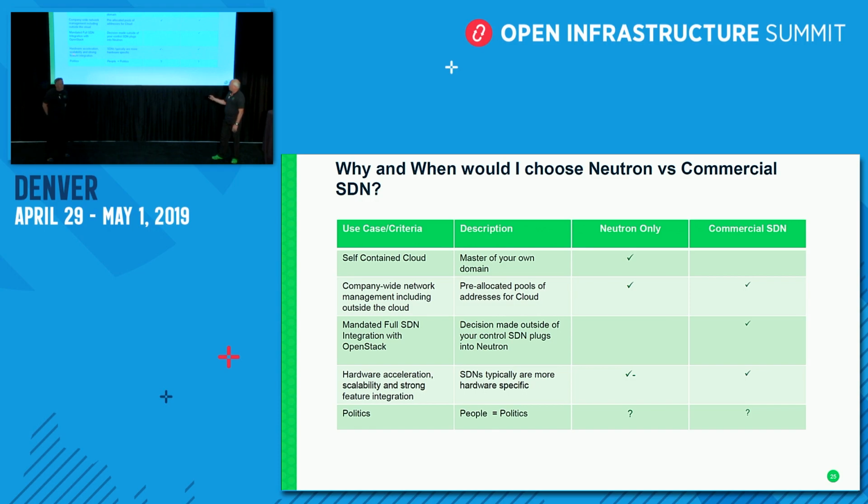Now, one of the big benefits is the hardware acceleration, scalability, and feature integration between the actual network hardware and the commercial SDN. You can do pretty well with just using Neutron on its own, but as far as really using the available hardware acceleration and scalability that some of the SDNs provide, that's going to be a better choice in this particular case. And then the last one is just politics. Anywhere you have people, you have politics, and there are going to be choices made where you just have to live with whatever the politics sorts out.